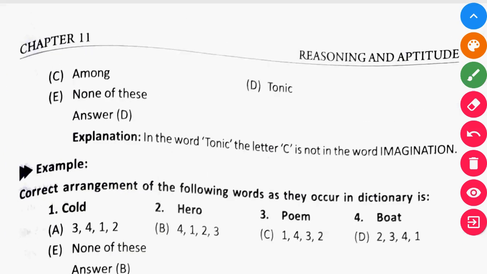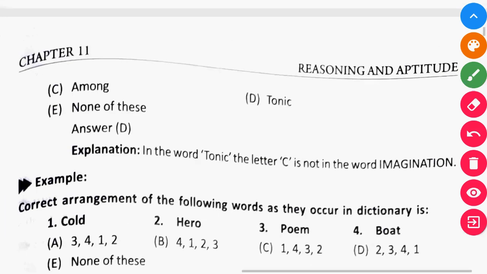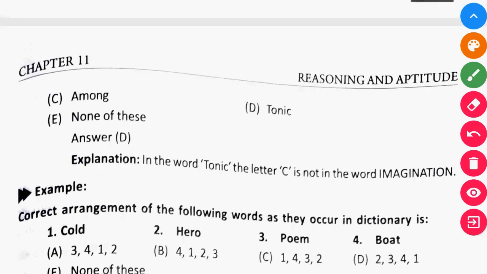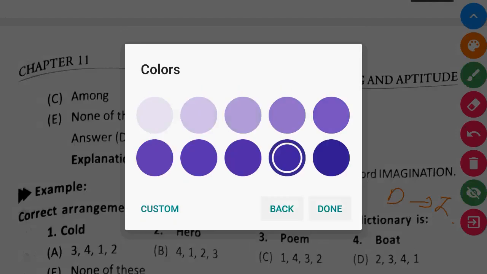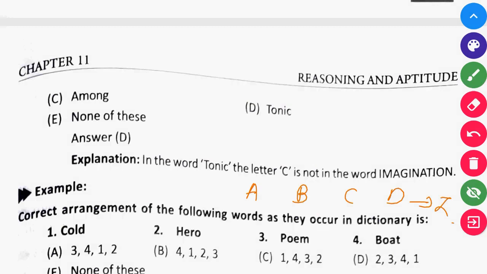Likewise, you have to solve the problem. Again, the correct arrangement we have to do. Now, cold, hero, poem, and boat we have to arrange according to the dictionary. So, in the dictionary, what is the pattern? The word that starts with the letter A will come first, then letter B, then letter C, then letter D, up to Z. So here you have to arrange the given words in a sequence according to the dictionary. So cold, hero, poem, boat, you just see the first letter of each word.